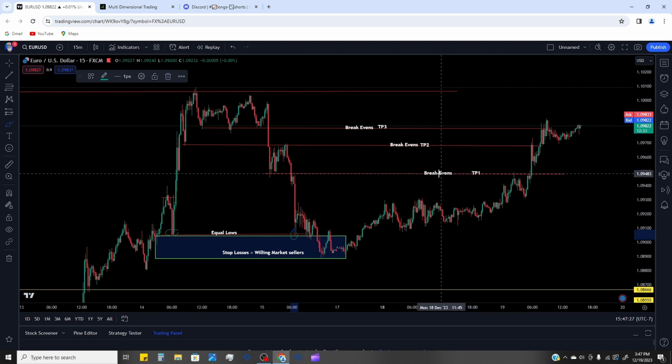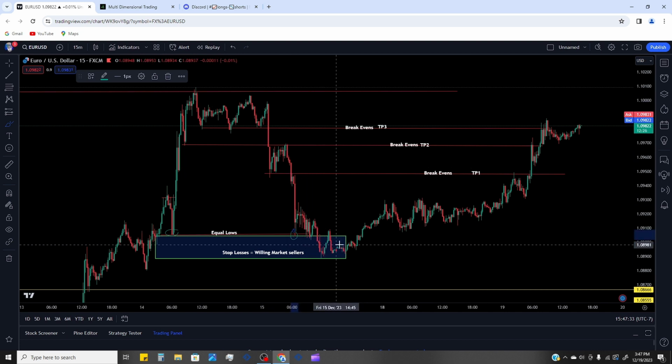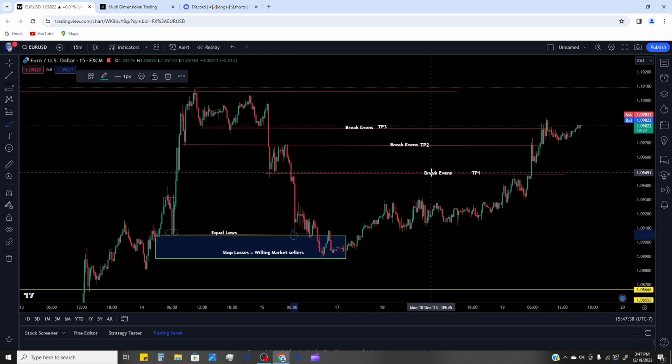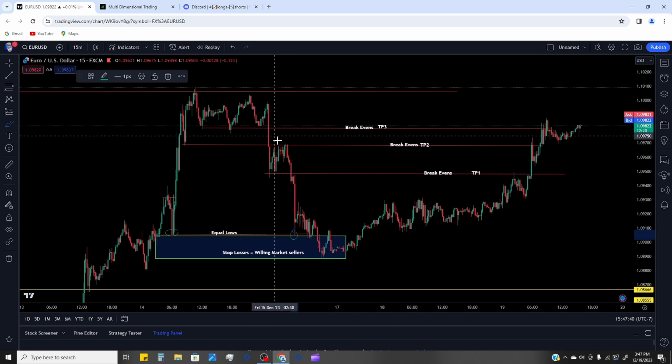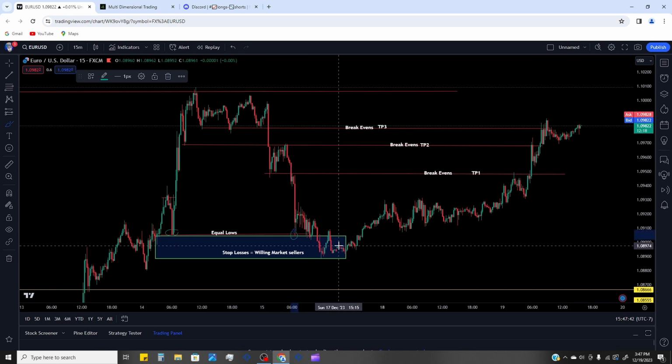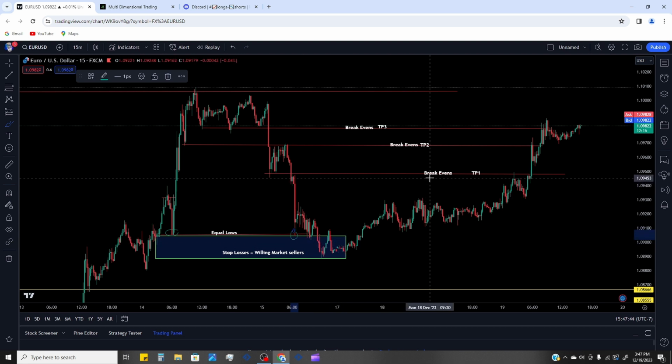TP1 is what we would take our first take profit at, after this long run down. Because remember, we're not shorting at break evens after we've had a long, extensive run to the downside. Break evens at this point would be our take profit.